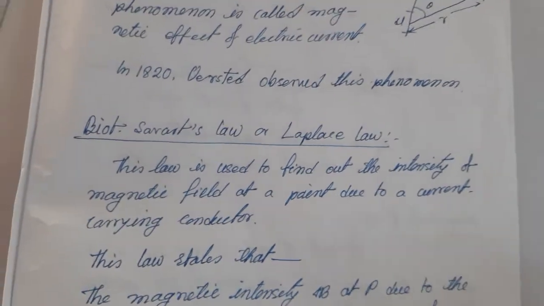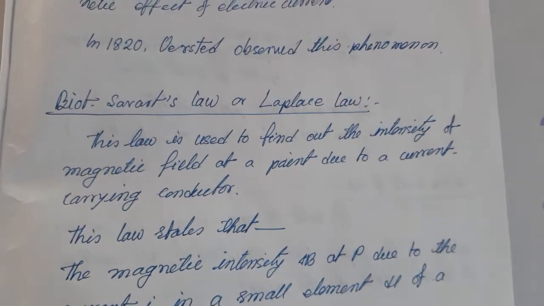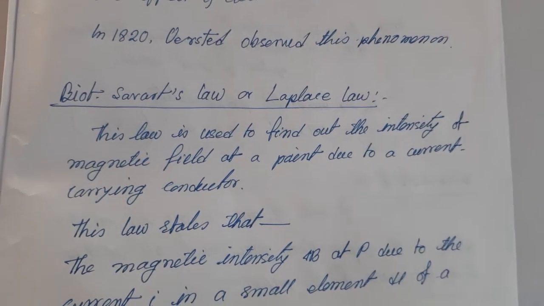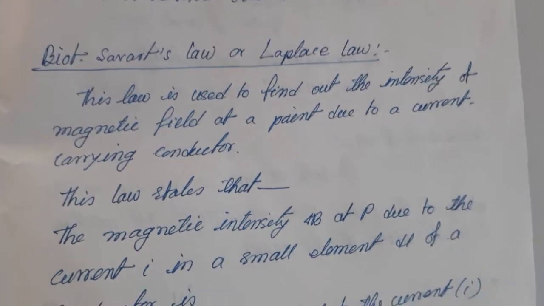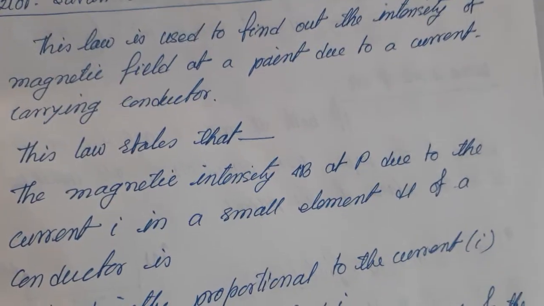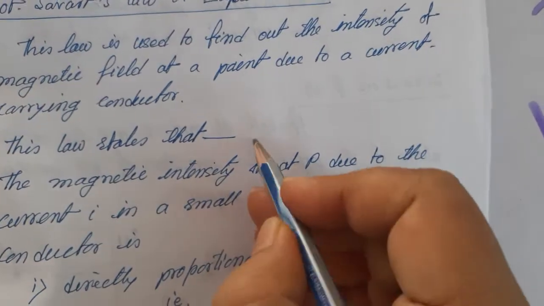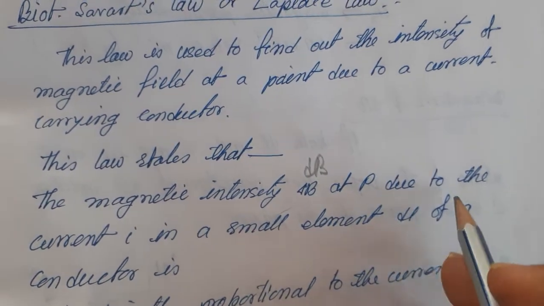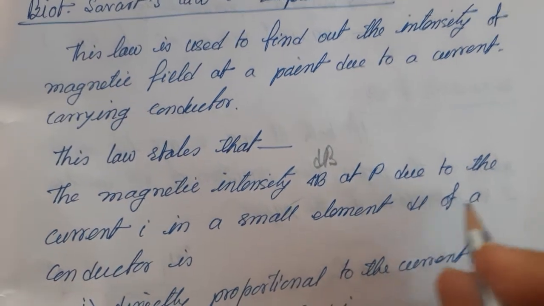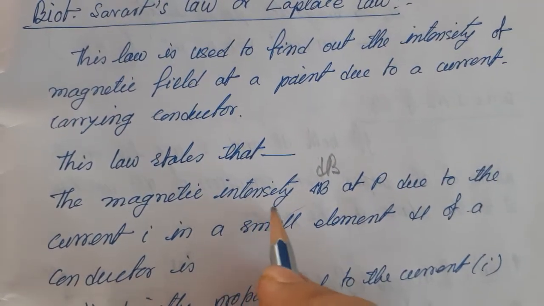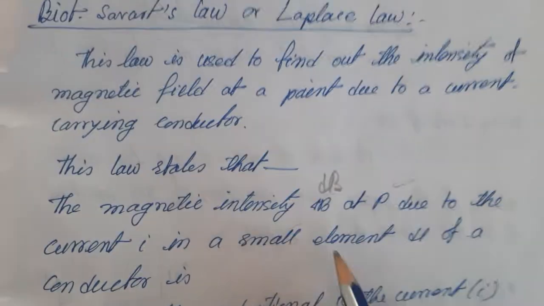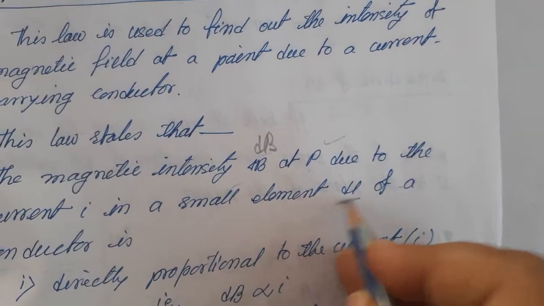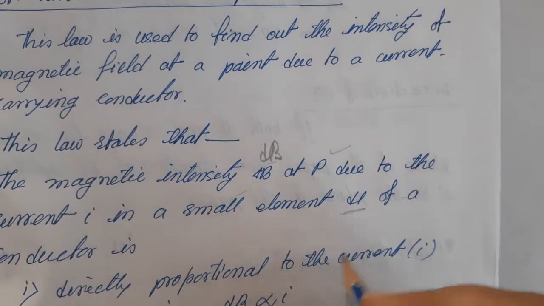From this effect, Biot and Laplace, these scientists, found a law. This law was stated in this way: the magnetic intensity dB, or you may write delta B, at point P due to the current I in a small element dL of the conductor is. So at first you have to find what is dB, what is P, where you have to find the magnetic field intensity, what is the current and in which direction it is flowing, and also what is a small element of the conductor.